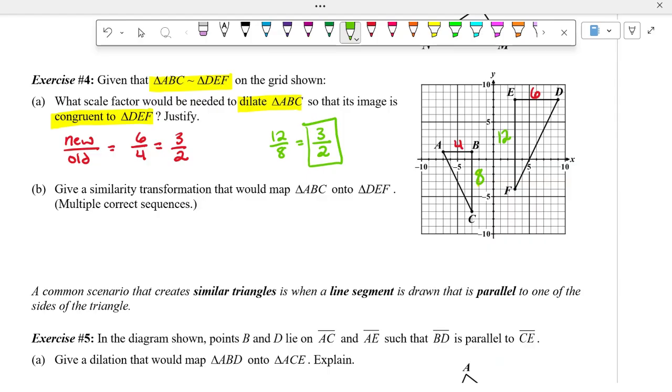Now, we're not going to do part B because I don't really care about the transformation sequences. The biggest thing that I'm more worried about is, can you get the scale factor? All right, that's what you need for similarity. You need to know how to get that scale factor.